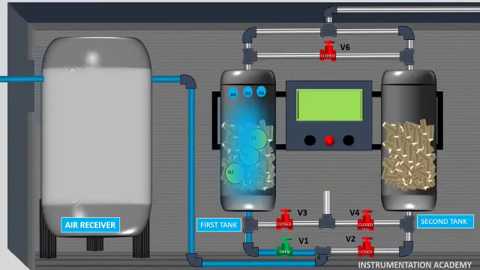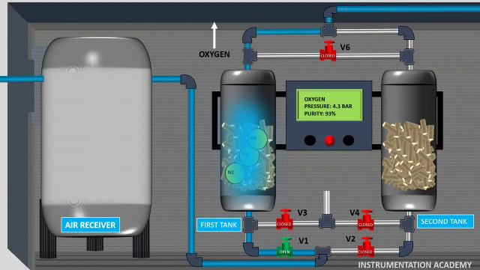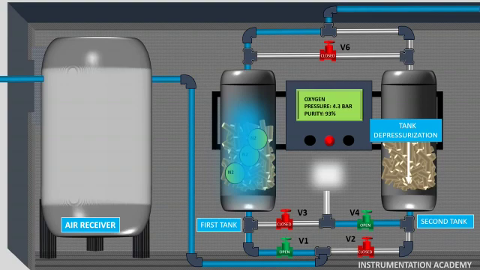Zeolite, while oxygen will pass through the adsorber and exit as product gas. This takes place until the adsorber has reached its maximum adsorption capacity. Simultaneously, the second tank is depressurized to atmospheric pressure by opening valve V4. When the atmospheric pressure is reached, this valve V4 is closed.